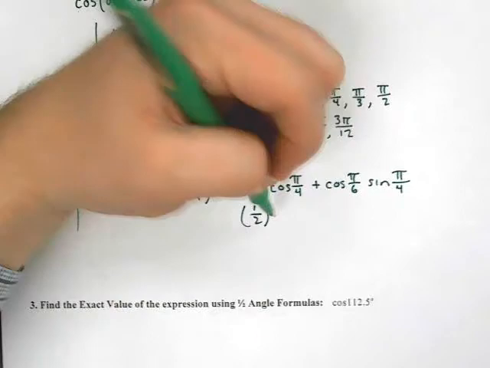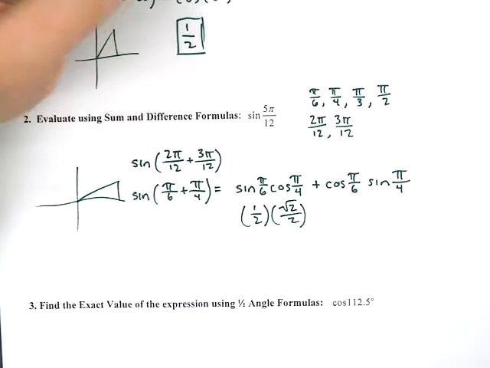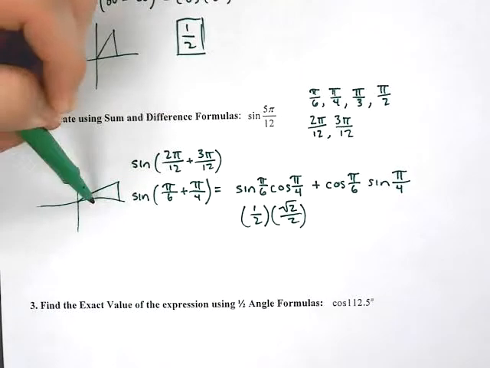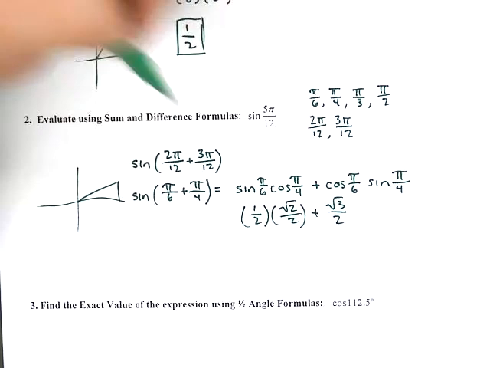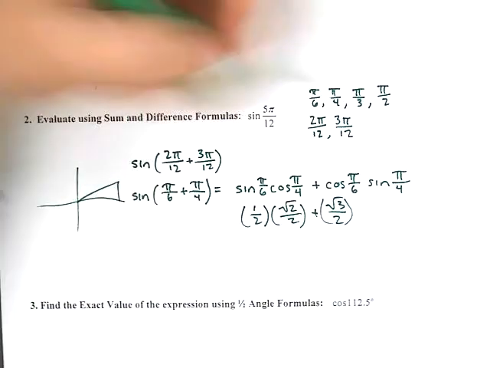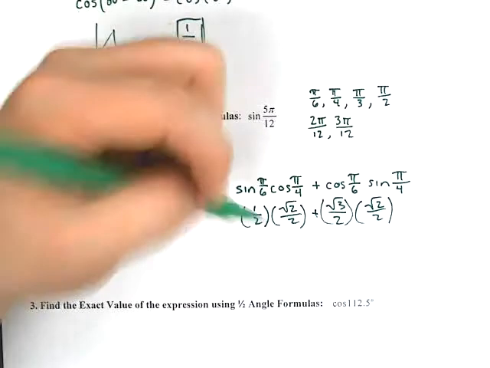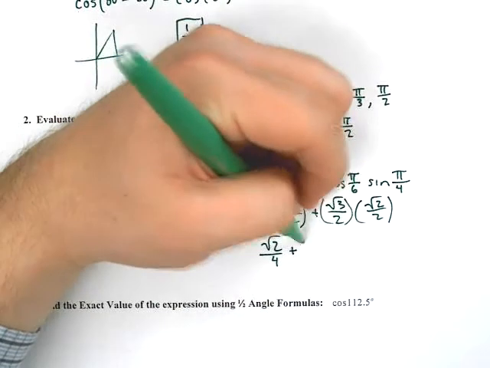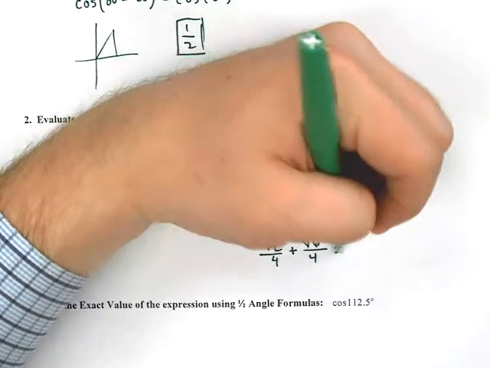Cosine pi over 4 is nice and easy. That's just root 2 over 2. Any of the pi over 4 stuff is nice. We like those. Cosine pi over 6 is a little different, right? That's longer now, so that's my root 3 over 2. And then again, pi over 4s are nice, so root 2 over 2. So when I clean this up, I have a square root 2 over 4, and I have a root 6 over 4.